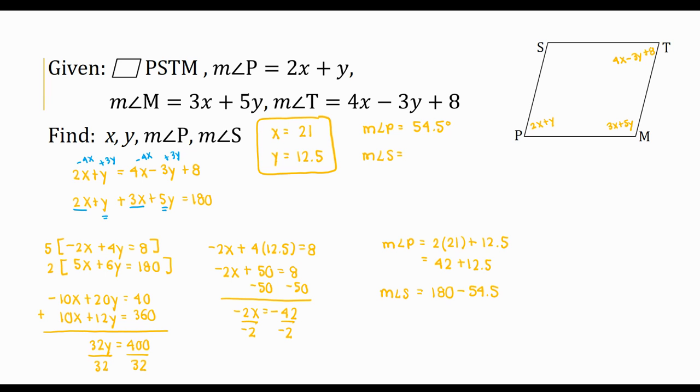The other way I could have thought of it is that angle S is opposite and across from angle M, and in a parallelogram, opposite angles are congruent. So I could have also just substituted x and y into angle M, and that would have given me angle S as well. But if I subtract 180 minus 54.5, I'm going to get 125.5 degrees. So there's the other half of my answers.